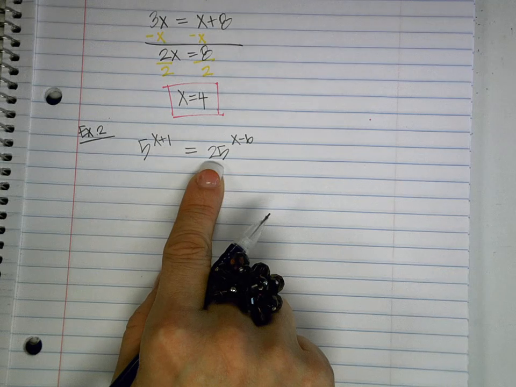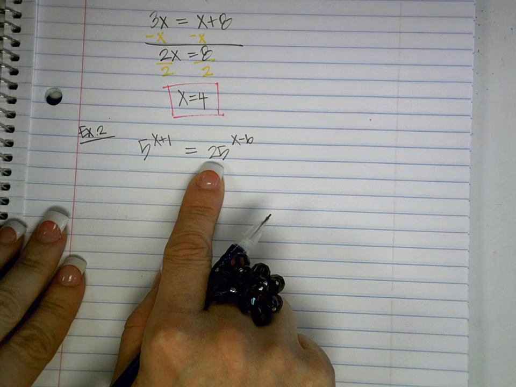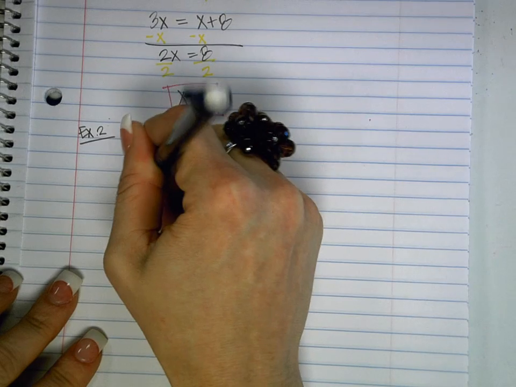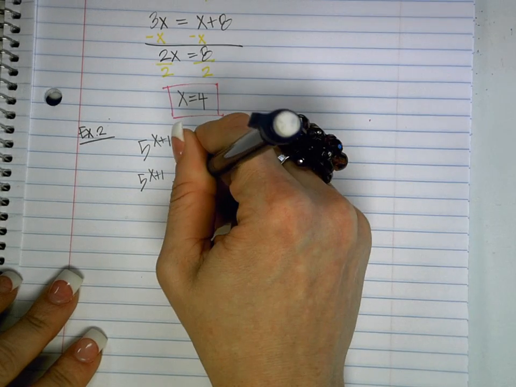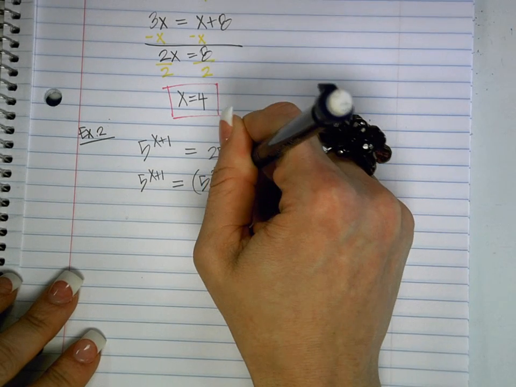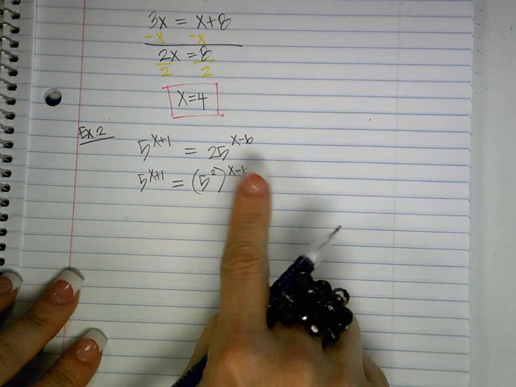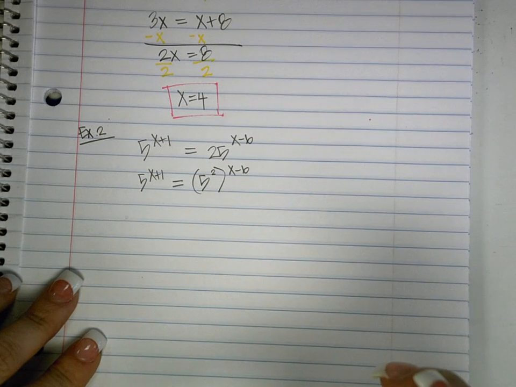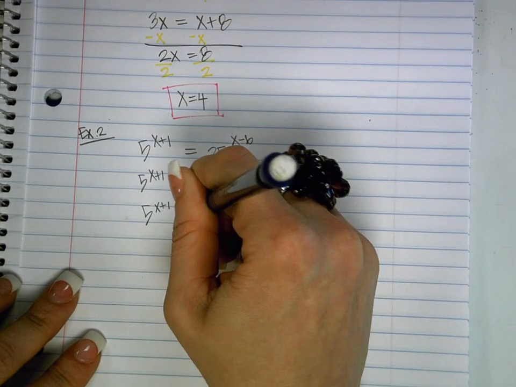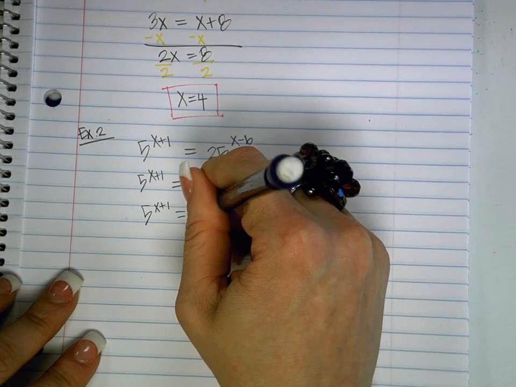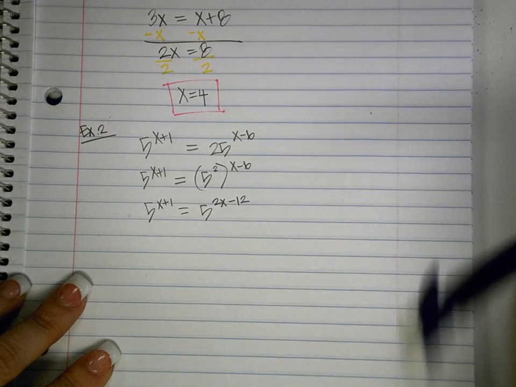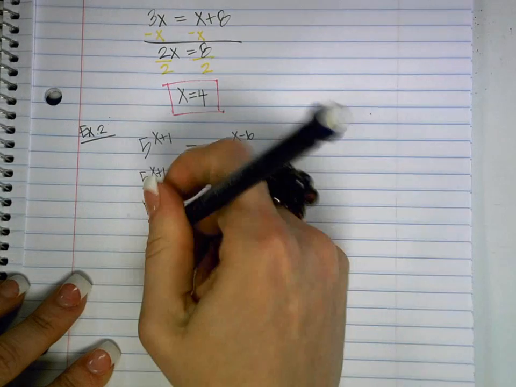You're always going to want to go to the simpler one, and I'll show you on another one in just a second. So here, we rewrite 5 to the x plus 1 equals 5 squared to the x minus 6, since 5 squared is 25. Now, what happens when you have power to power? They multiply. So 5 to the x plus 1 equals 5 to the 2x minus 12. Now that we have the same base, we can drop the bases and solve for the exponents.